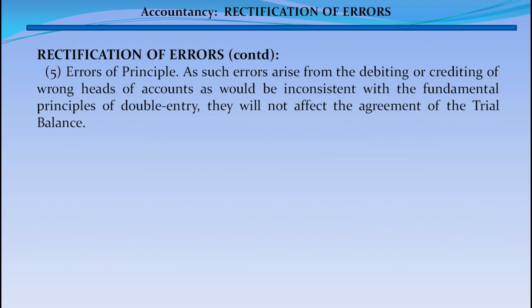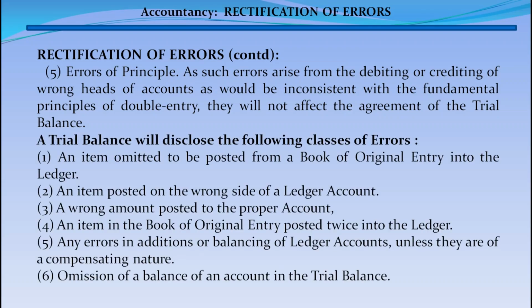5. Errors of principle. Such errors arise from the debiting or crediting of wrong heads of accounts. It would be inconsistent with the fundamental principles of the double entry. They will not affect the agreement of the trial balance.